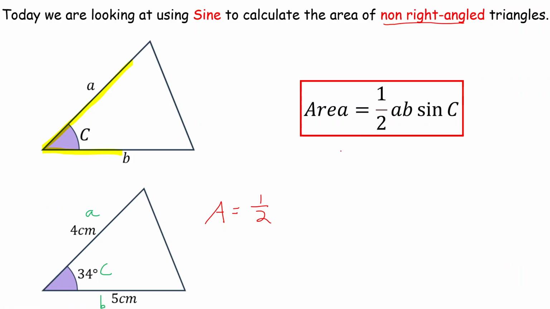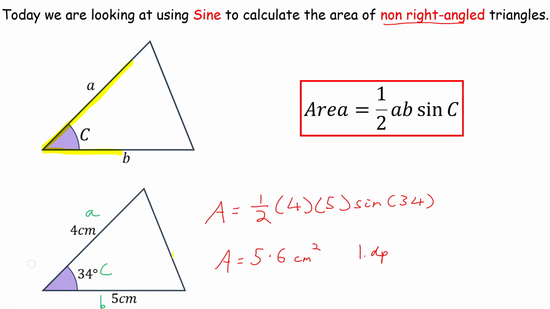So we've got half times A, and the value of A is equal to 4, times the value of B, which is 5, times sine of the angle C. Well, capital C is the angle there, which is 34. Then you just type that into your calculator. So that's 0.5 times 4 times 5 is 20, times sine of 34, making sure our calculator is in degrees. We should get 5.6 rounded to 1 decimal place, and the area is going to be cm squared to 1 decimal place.